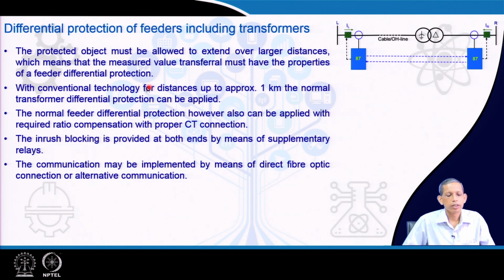Continuing, the protected object must be allowed to extend over larger distances, which means that the major value transferal must have the protection. So we essentially require communication here, unlike a transformer. Typically, this overall cable length can be around 1 kilometer or smaller than that. The normal feeder protection must be considered, applied with the required ratio compensation and proper CT connection, because the CT turns ratio will be different, unlike for a line feeder protection. So inrush blocking and communication are the added requirements for such an arrangement.